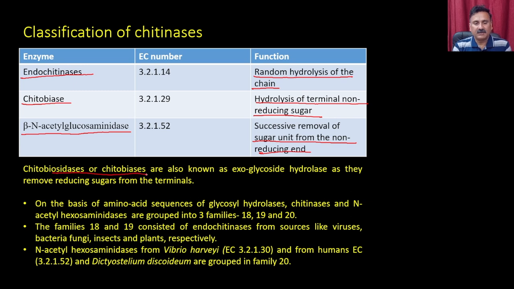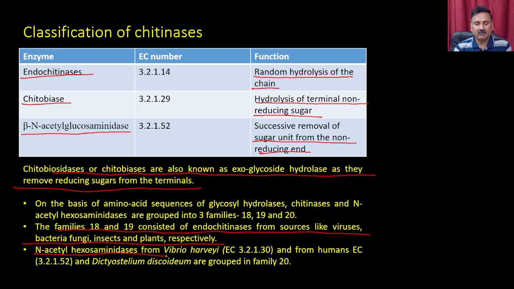Chitobiase and the beta-N-acetylglucosaminidase are known as the exoglycosidase hydrolysis. They remove the reducing sugar from the terminals. On the basis of amino acid sequence of the glycosyl hydrolases, chitinases and N-acetylglucosaminidases are grouped into three families: 18, 19 and 20. Families 18 and 19 consist of the endochitinases from sources like virus, bacteria, fungi, insects and plants. N-acetylhexosaminidase from Vibrio harveyi, from humans, and from Dictyostelium discoideum are grouped into family 20.